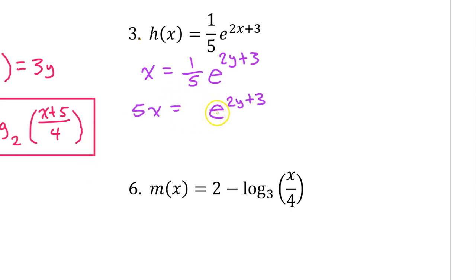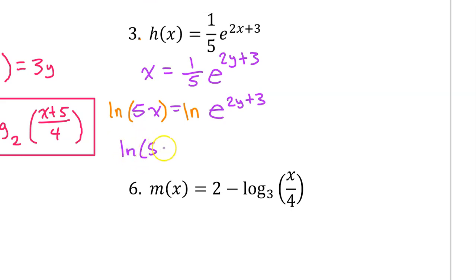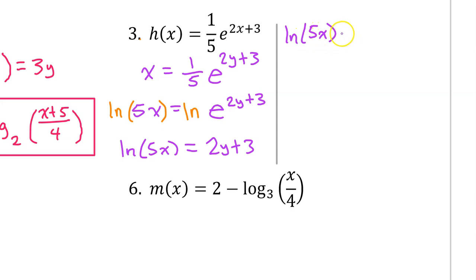I can make the e go away by taking the natural log of both sides of the equation. I will copy down the left-hand side unchanged, so we still have the natural log of 5x. But on the right-hand side, the natural log and the base e cancel each other out, and we are left with 2y plus 3. Subtracting 3 from both sides gives us the natural log of 5x minus 3 is equal to 2y.